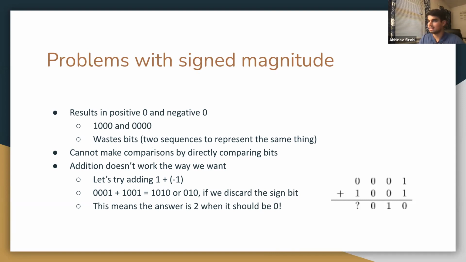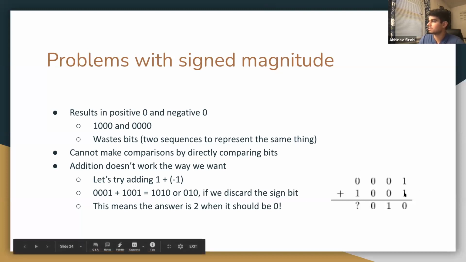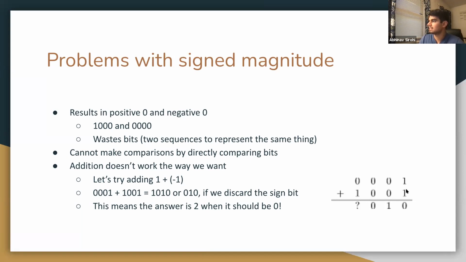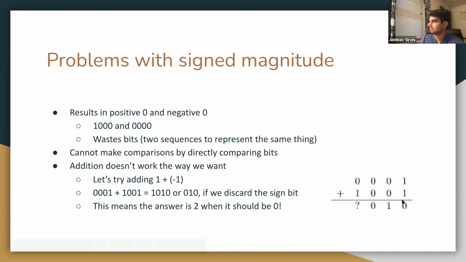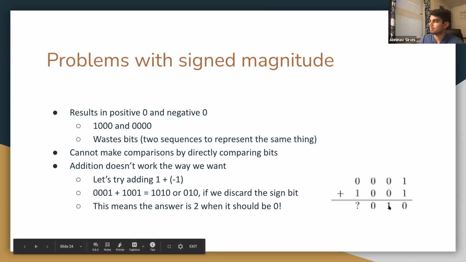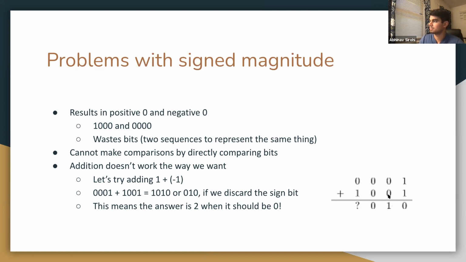So let's try to add 1 plus -1. We know that the answer should be 0. So let's do this here. We'll do 1 plus 1, and because they're both ones, we'll carry the 1 over. So 1 plus 1 is 2, which is 1, 0. Carry the 1, this becomes a 0. And then when we come here, this becomes a 1 because 1 plus 0 plus 0. And then this is just 0.